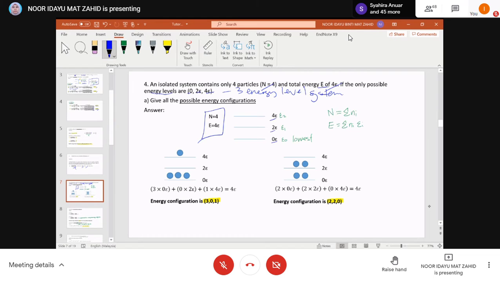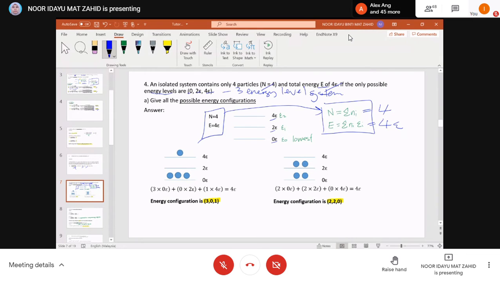Each energy level is represented by its value of energy: the lowest one 0 epsilon, the first one 2 epsilon, the second one 4 epsilon. Note that this is the actual definition. The total number of particles means that you sum up Ni from each energy level. For the total energy, it means the summation of Ni epsilon i, and in this case it should be equal to 4 epsilon. And the total number of particles should be equal to 4.